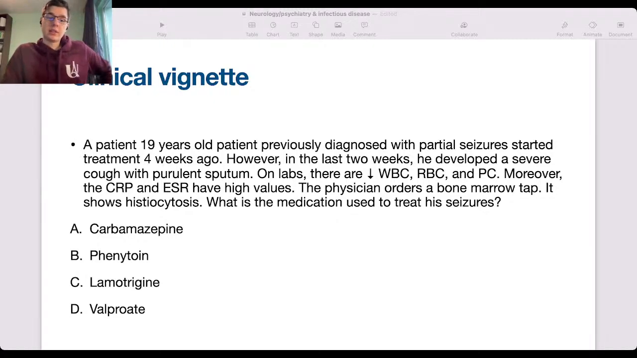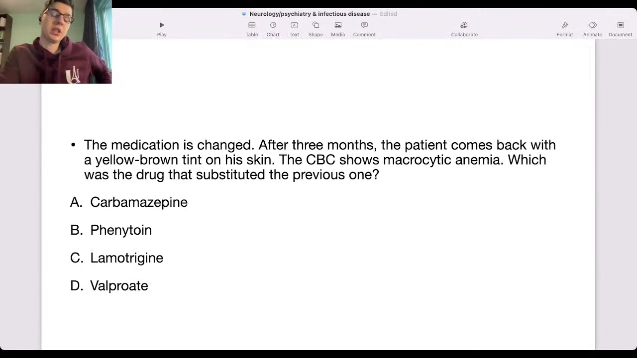Okay, let's go to the next step in the vignette that states that the medication is changed. After 3 months, the patient comes back with a yellow-brown tint on his skin. Now, the CBC shows a macrocytic anemia. Which was the drug that substituted the previous one? Carbamazepine, phenytoin, lamotrigine, or valproate?